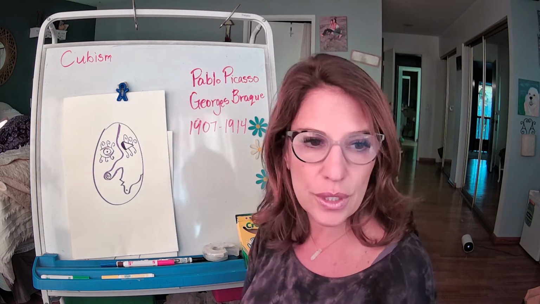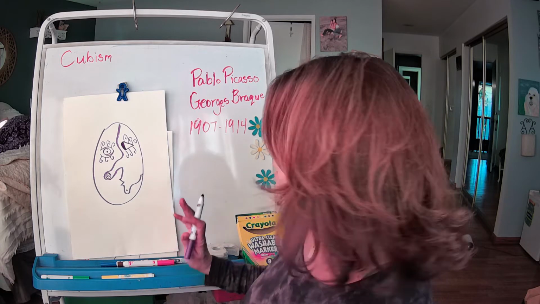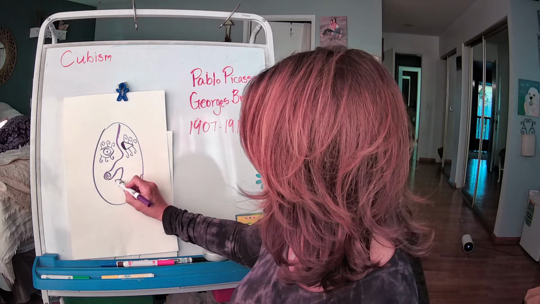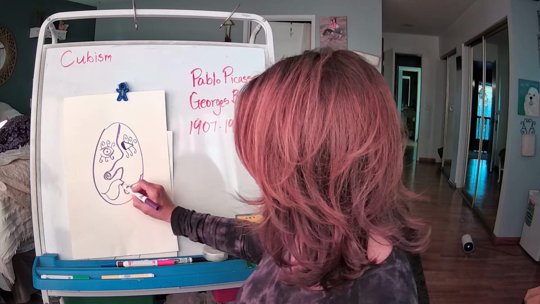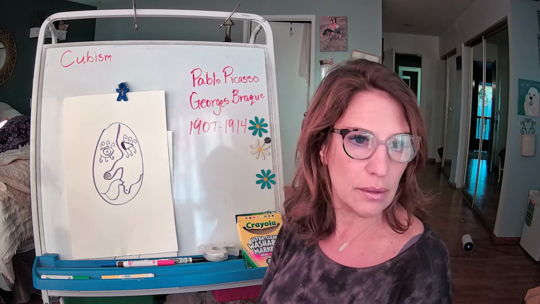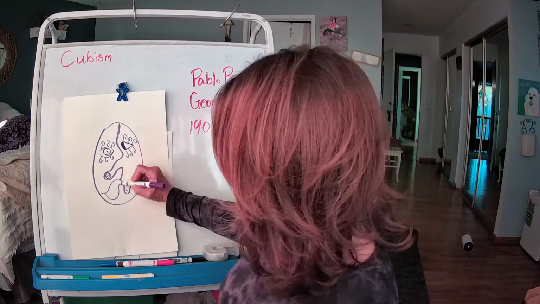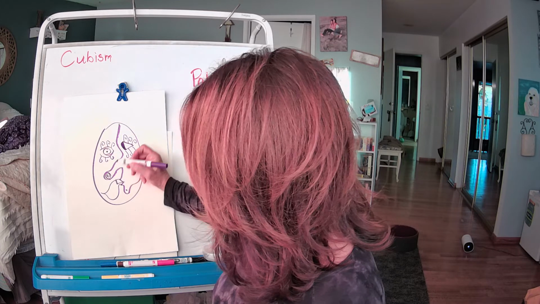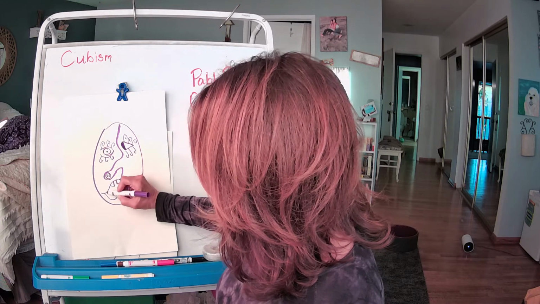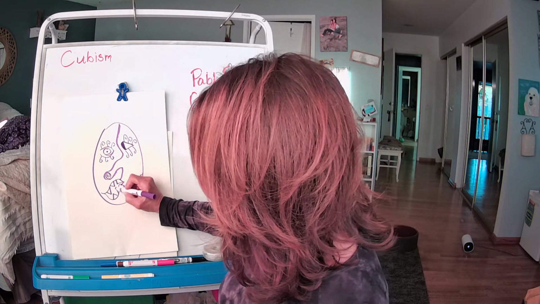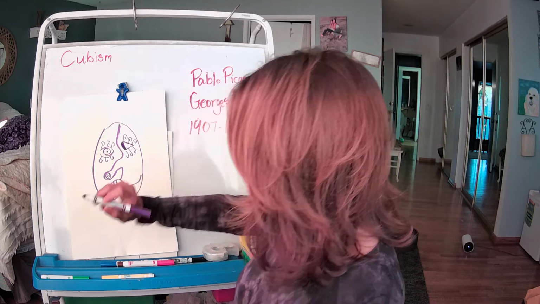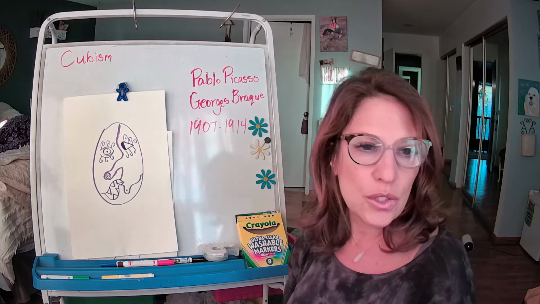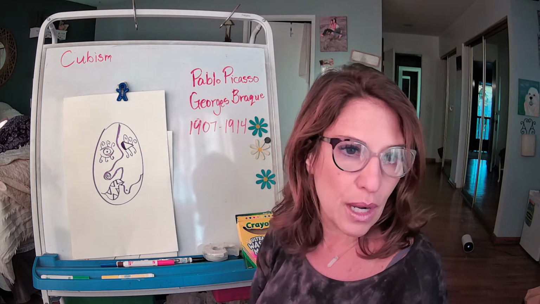Now I'm going to create a mouth that is on both sides. So I'm going to go back here and I will create maybe that kind of a mouth. And then I'm going to put some teeth in there because this is my monster. And I can do it any way I like. So that is going to be the start of my Picasso monster.